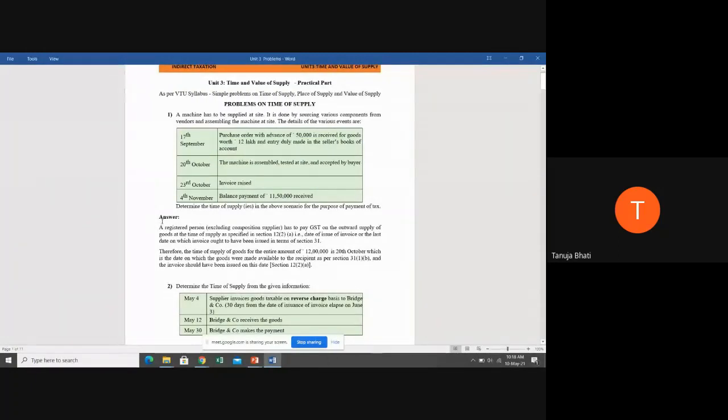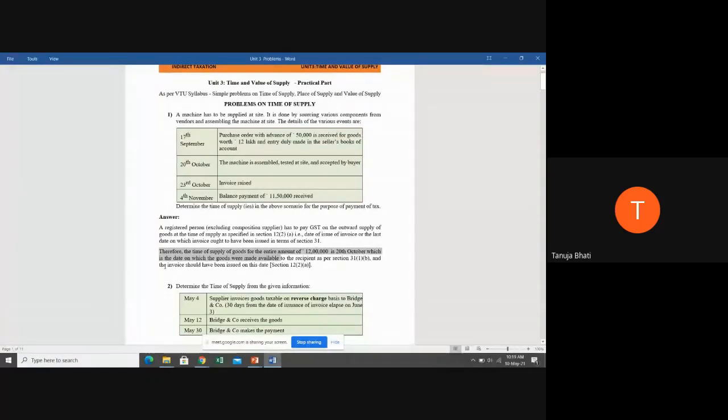we just solve it. A registered person excluding composition supplier has to pay GST on outward supply of goods at the time of supply as specified in section 12 subsection 2 clause A, which we have just seen, that is date of issue of invoice or the last date on which the invoice ought to have been issued in terms of section 31. Therefore, the time of supply of goods for the entire 12 lakh is 20th September, which is the date on which the goods were made available to the recipient as per section 31 subsection 1 clause B, and the invoice ought to have been issued on this date.